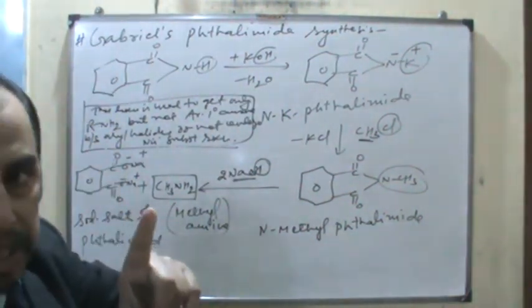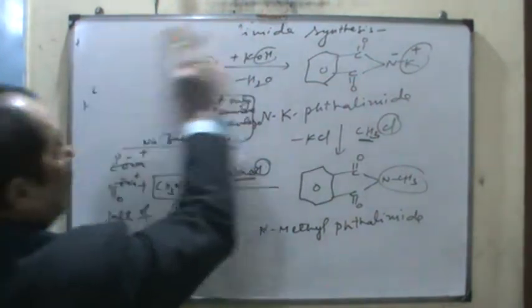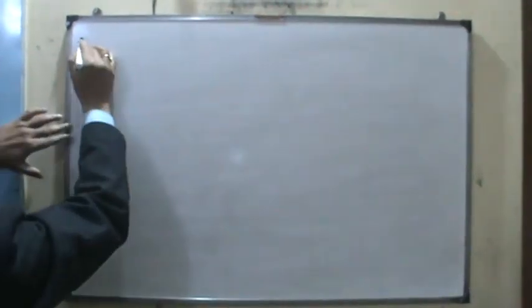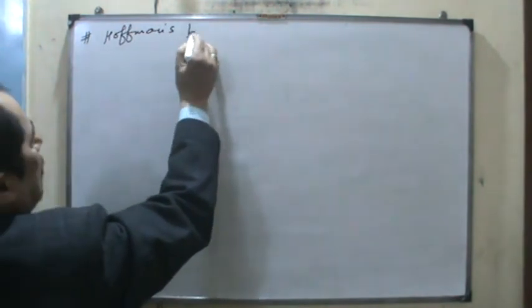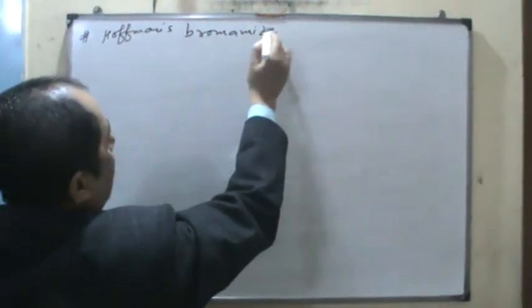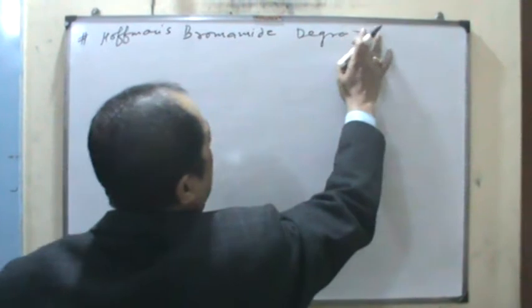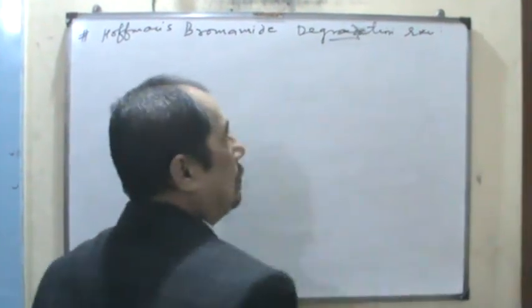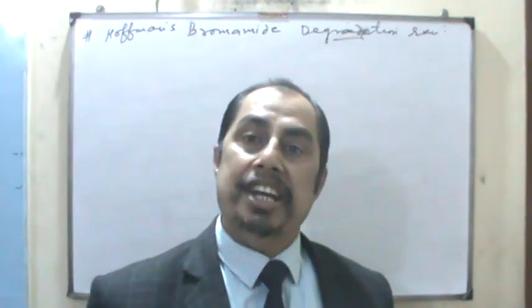Now the last method of preparation is the Hofmann's bromamide degradation reaction. So write down, very very important method, Hofmann's bromamide degradation reaction. I remember long back a question asked by the CBSE examiner, why is it so called degradation?